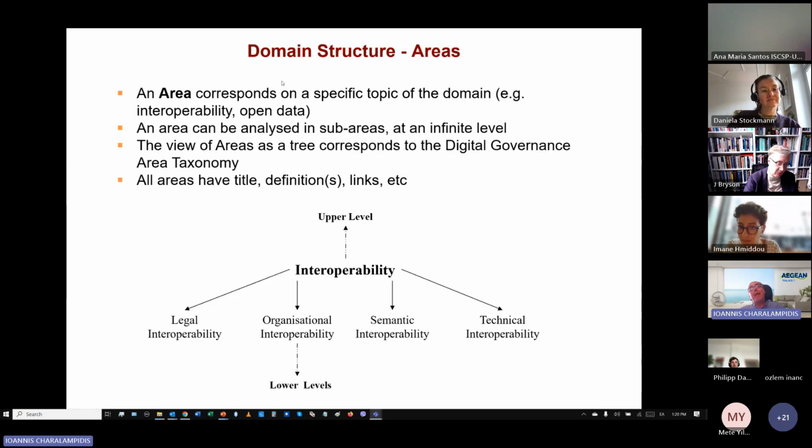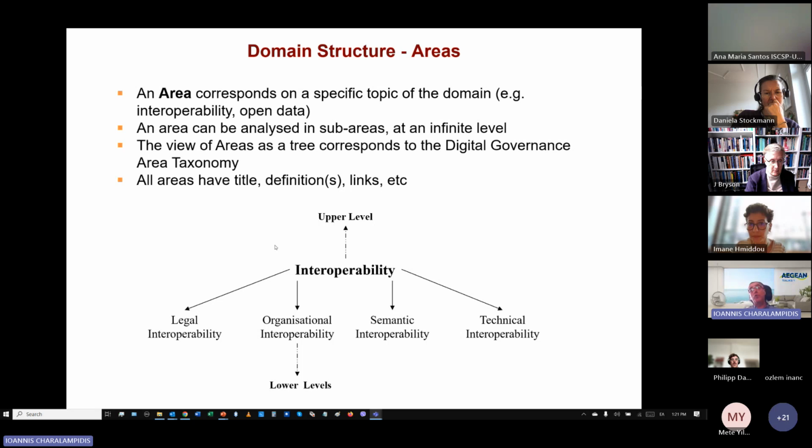So this is the main part, is the area. So area is just a node that corresponds to a specific topic: interoperability, open data, all these terms that are very important for us in the domain. But of course, you can have upper levels and lower levels. For example, interoperability is now more or less agreed among us that it has 4 different subdomains: legal issues, organizational issues, semantic issues, and technical issues. And this is already a kind of established cluster in this big ontology I'm presenting you.